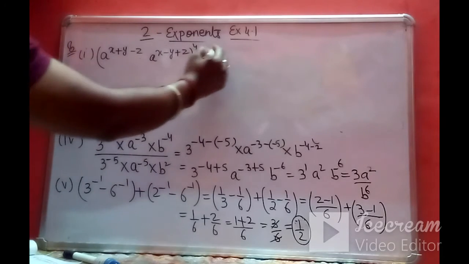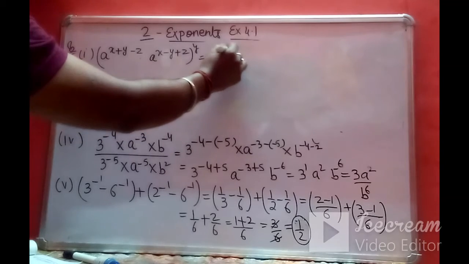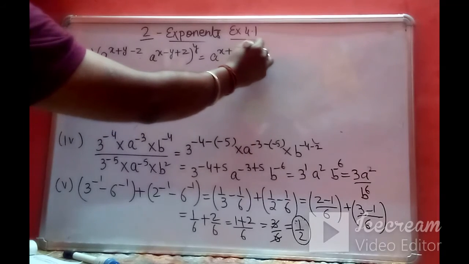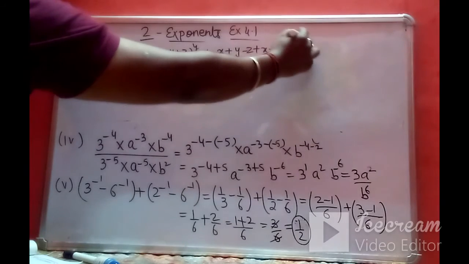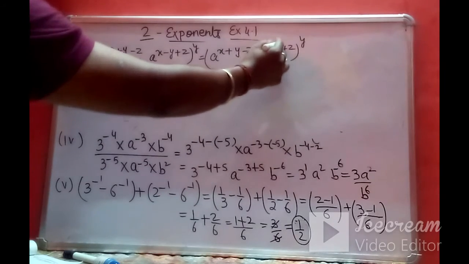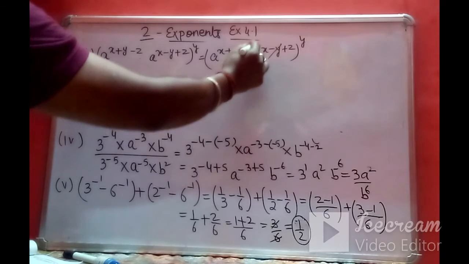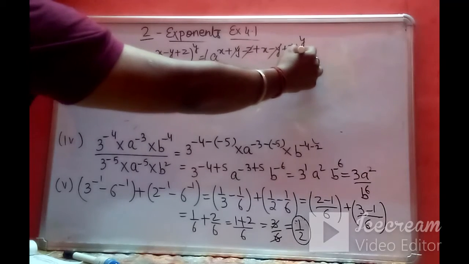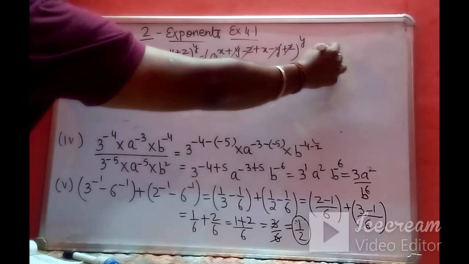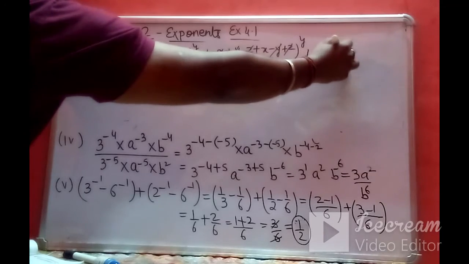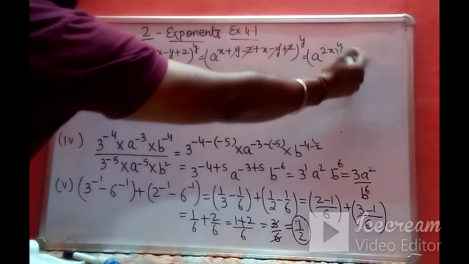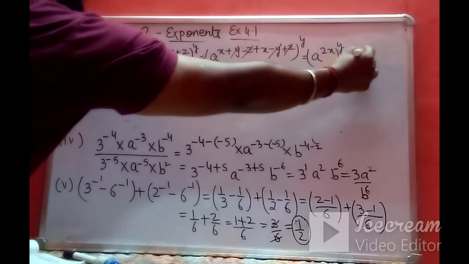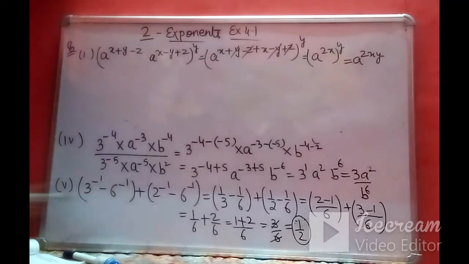Now bases are same, so we will add the powers: x plus y minus z plus x minus y plus z, and whole power is y. So y and y will cancel, z and z will cancel. We will get a to the power 2x, to the power y. Again we will multiply these two powers, so our answer becomes a to the power 2xy.